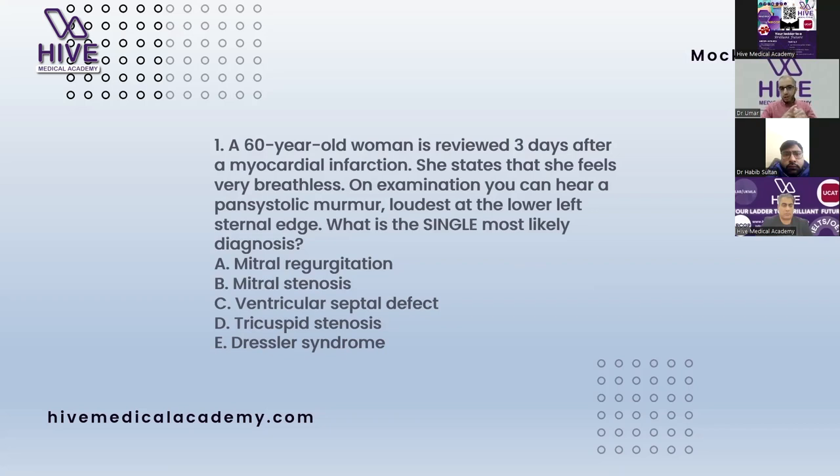Option A, mitral regurgitation. Option B, mitral stenosis. Option C, ventricular septal defect. Option D, tricuspid stenosis. And option E, Dressler syndrome. So what are your thoughts, guys? Okay, so we have A and we have B. Any other answer? Okay, so two answers. We have suggestion A and we have B.